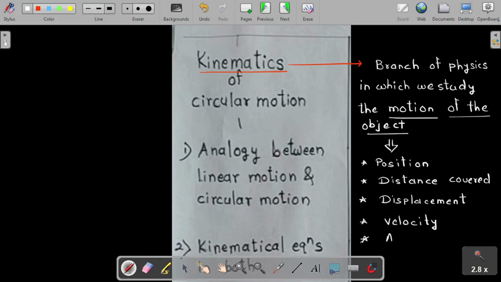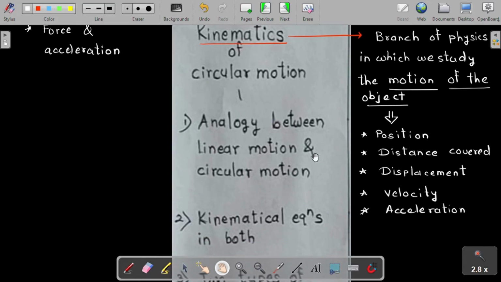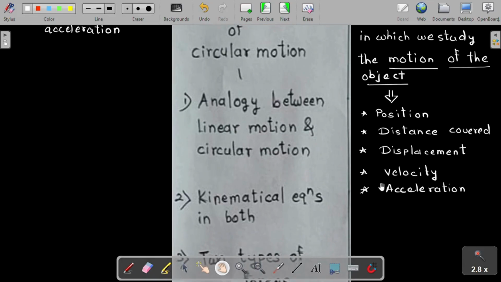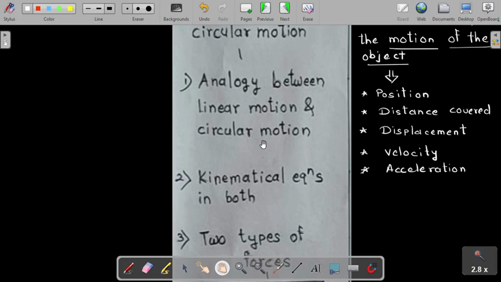Next comes acceleration. And here I am writing the last but not the least, force and acceleration, how they are related in different types of motion. Yeah, this is about kinematics. Now, in a circular motion, the very baseline that if we want to study all this, we must know the analogy between the linear motion and the circular motion.